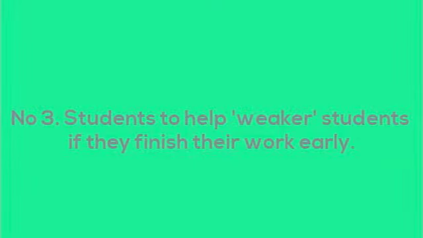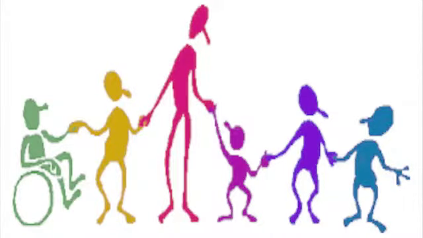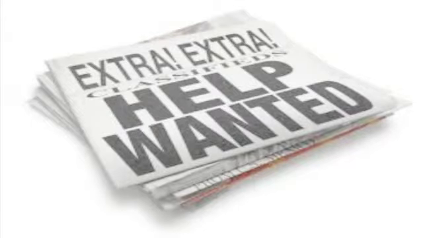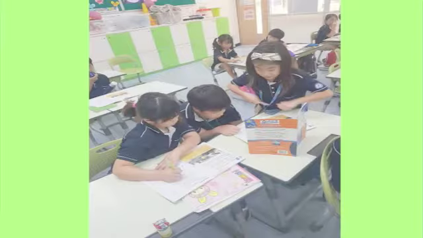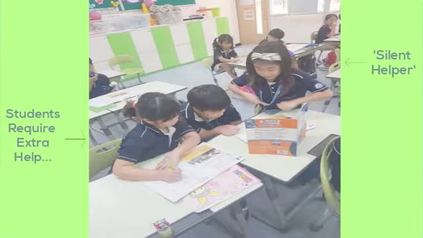Number 3. Students to help weaker students if they finish their work early. There are many varying abilities among students in the classroom. Weaker students sometimes require extra help. We have a simple procedure in our classroom whereby students who finish their work early will give assistance to other children who may be struggling.